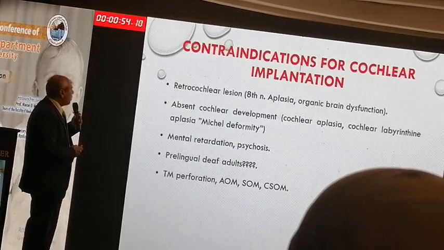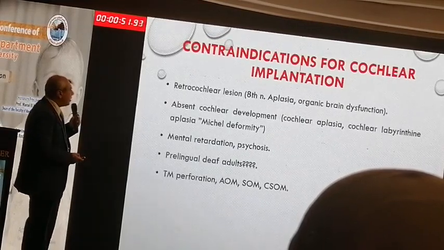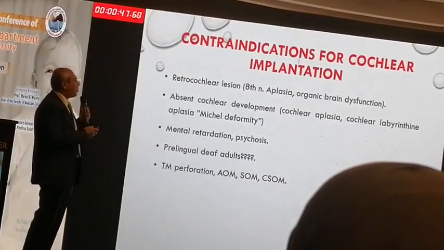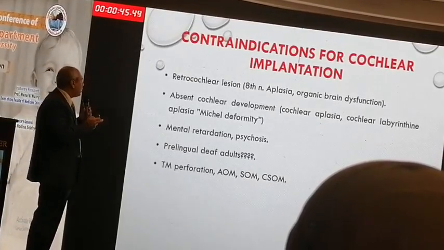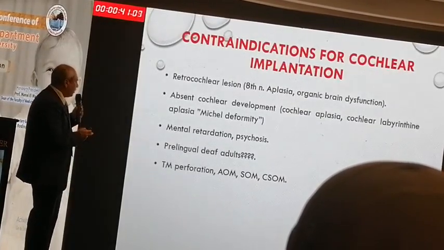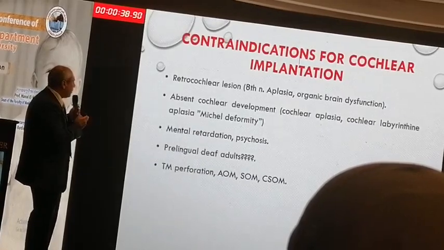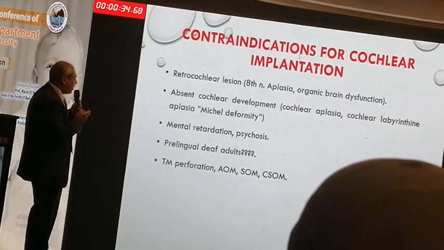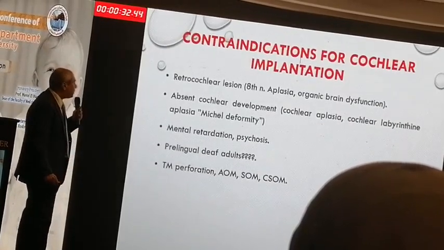Contraindications include presence of retrocochlear lesions such as eighth nerve aplasia, organic brain dysfunction. There's absent cochlear development, either cochlear aplasia or cochleovestibular aplasia, malformation, mental retardation, psychosis, prelingual deaf adults. This is going to be discussed later. And if there is a tympanic membrane perforation, signs of infection such as acute suppurative otitis media.